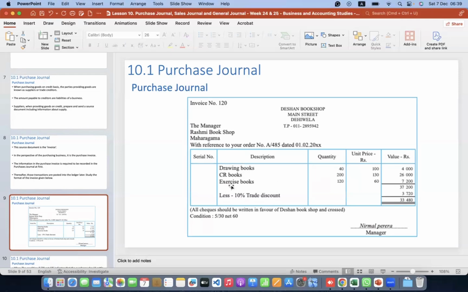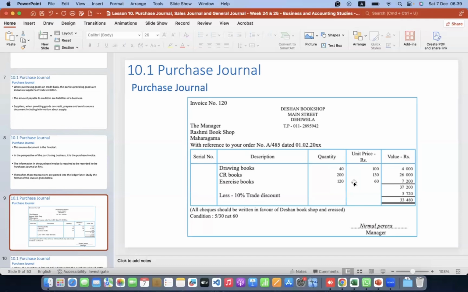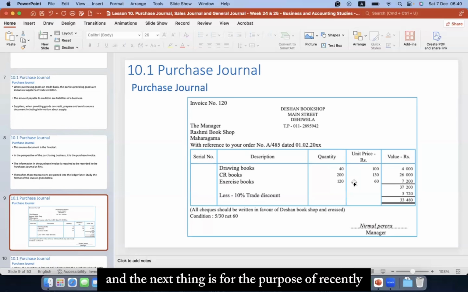Drawing books 40, CR books 200, exercise books 120, on credit basis. The important thing is on credit basis. And the next thing is for the purpose of reselling.